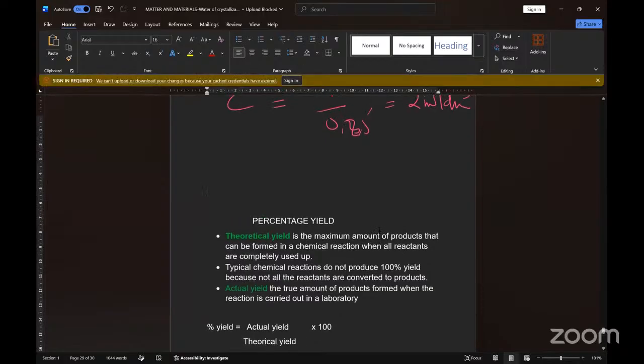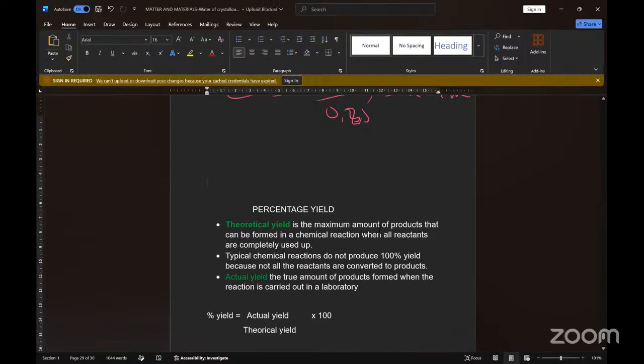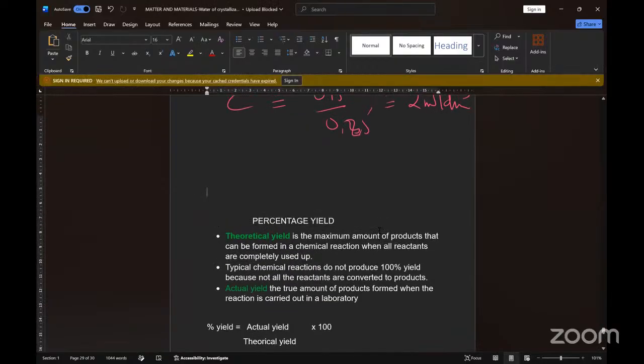Now, to understand percentage yield, we need to understand some terms. The first one is theoretical yield. Theoretical yield is the maximum amount of product that can be formed from a chemical reaction when all reactants are completely used up. However, in a reaction sometimes some of the reactants would not react. Nothing is 100% in life, okay? So whatever you get is called the actual yield, not theory now.